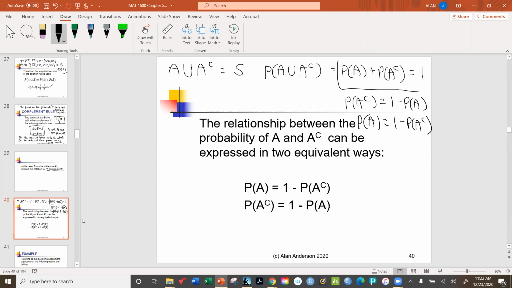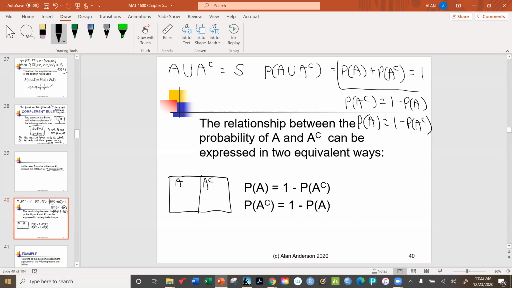So let's take a look at an example. Now, you don't have to know how to do this, by the way. You just should know how to use the rule. This is just background information so you can see where this rule is coming from. And by the way, if you want to use your Venn diagrams, this is easy to visualize. Whatever A is, the rest is A complement. So the two of them take up the entire sample space and they do not overlap.